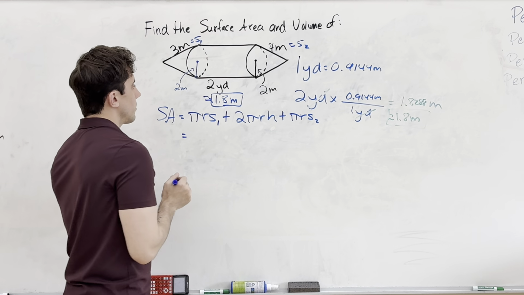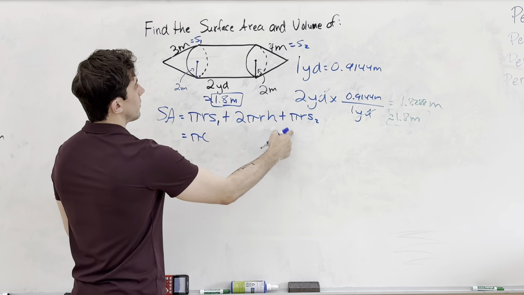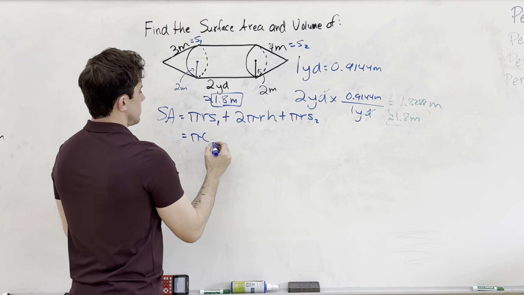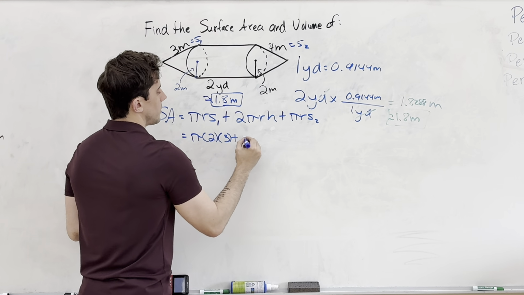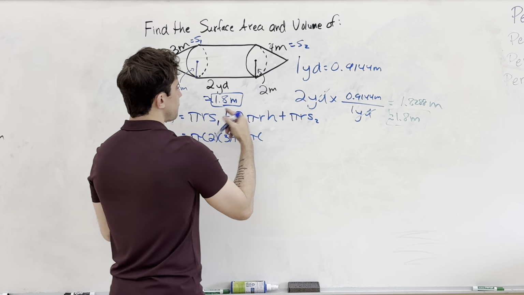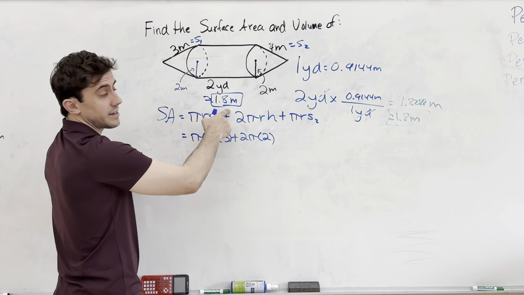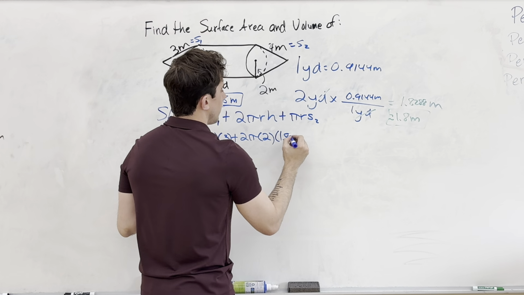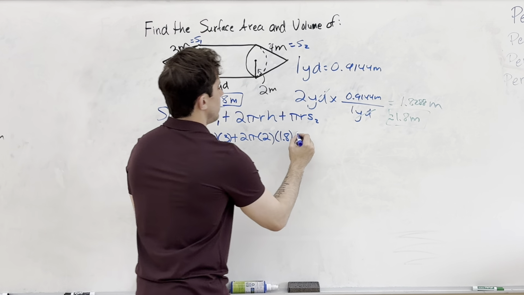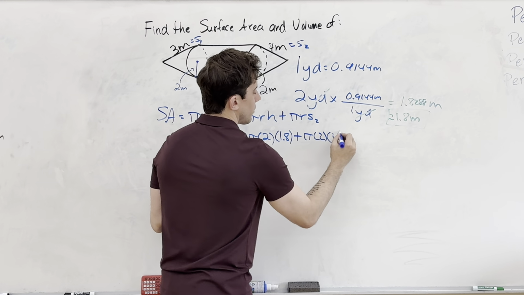And now we are ready to plug in our values. So we'll have pi times, they do share a radius of 2. So that's nice. 2 times S1 is 3, plus 2 times pi times r is 2, and the height is 1.8. Again, we need the same units, right? So we're going to use the 1.8 for the height of the cylinder, right? And plus pi times 2 times S2 is 4, okay?